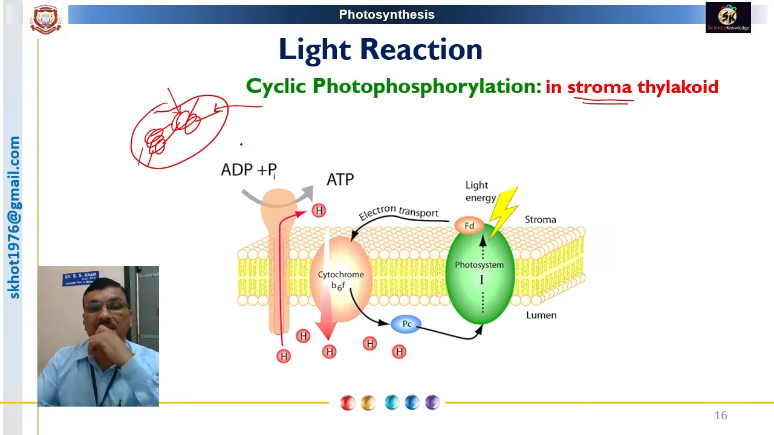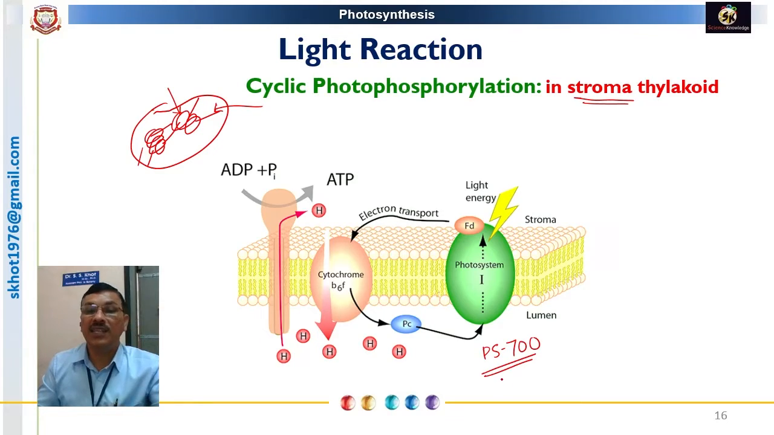Now in this reaction, there is photosystem 1 which is involved in the process. This photosystem 1 has a reaction center which is called P700. It is controlled by a chlorophyll A molecule and it can absorb light wavelengths up to 700 nanometers.